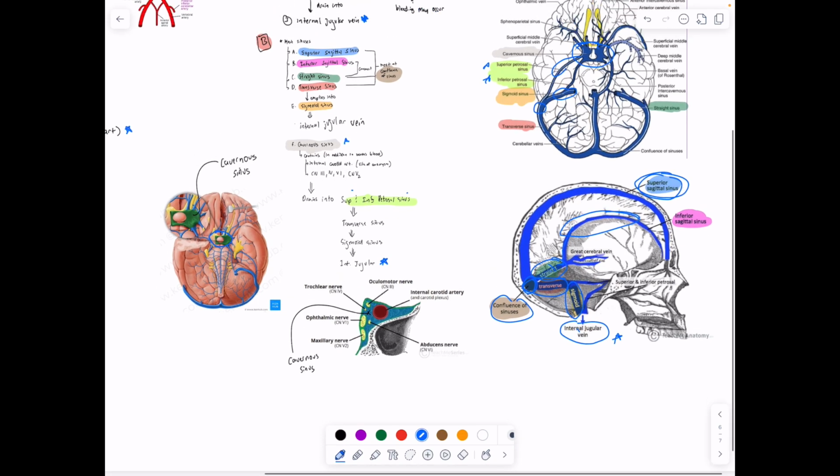But it's important to note this cavernous sinus right here has structures inside of it, which is a little bit strange. We have the internal carotid artery inside this cavernous sinus, which itself is full of blood, right? Just venous blood. And then you have cranial nerve 3, cranial nerve 4, cranial nerve 6, and then you have the maxillary nerve in this as well.